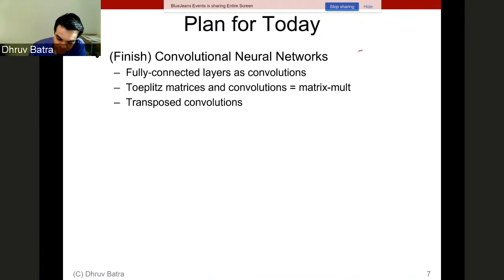So here's the plan for today. We are trying to give you an intuition of the fully connected layers in CNNs and their interpretation as convolutions. What we want to build towards is something called transposed convolutions, which are essential if you want to move beyond image classification to other problems. And the way we'll build that intuition is by making connections to Toeplitz matrices and expressing convolutions as matrix multiplications.